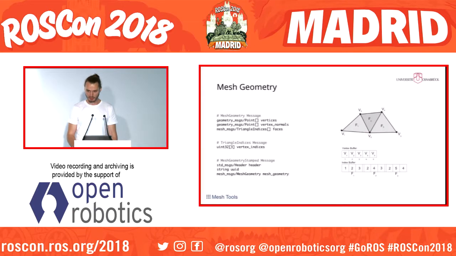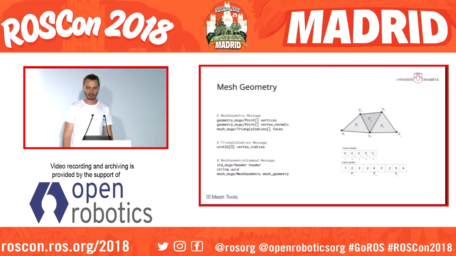Starting with the geometry, we defined a mesh geometry message. Of course, as is traditional in computer graphics, we have a vertex buffer and an index buffer. So every 3 entries in the index buffer point to vertices in the vertex buffer and thereby define a face. Optionally, we can also provide vertex normals. We will see that also in a minute in the video.